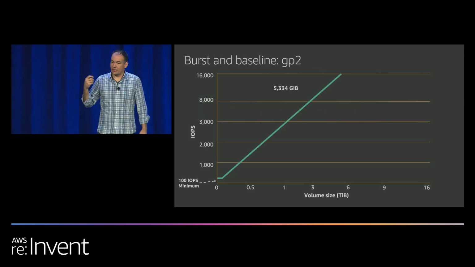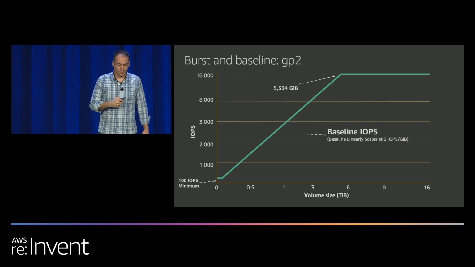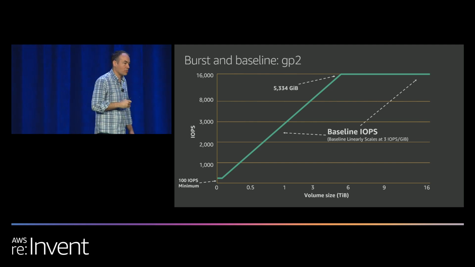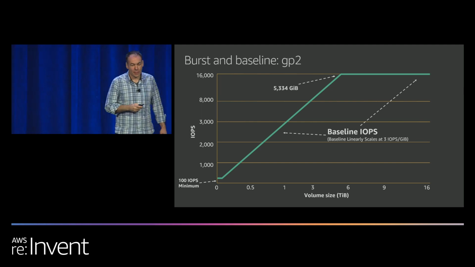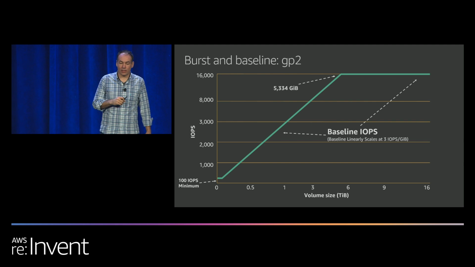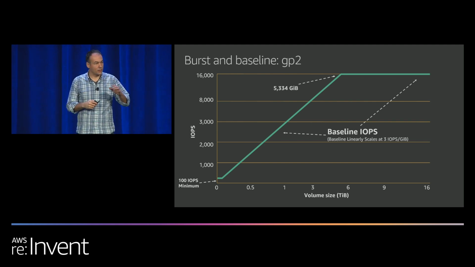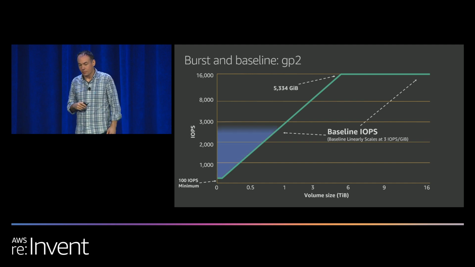And so the performance, like I said, scales with the size of the volume. We started out at 100 IOPS for all volumes. So if you're 33 gigabytes or smaller, you're going to get 100 IOPS. Scaling all the way up to 16,000 IOPS with just over a 5 terabyte volume there. And that's your baseline. You'll always get that.